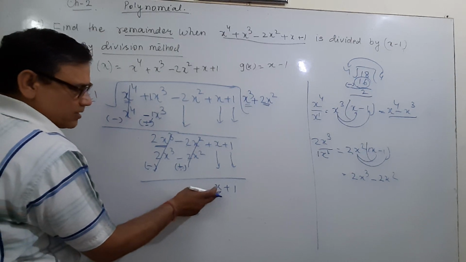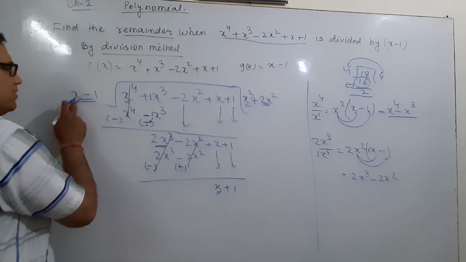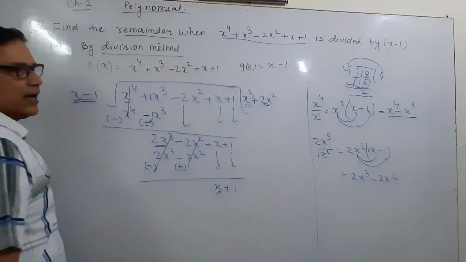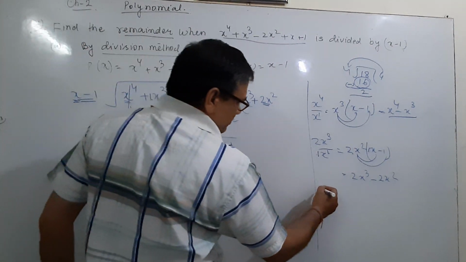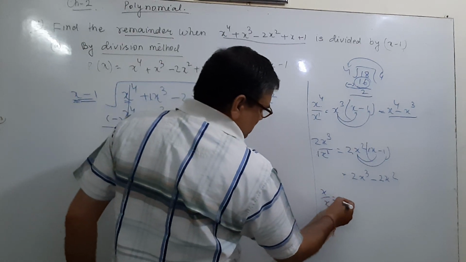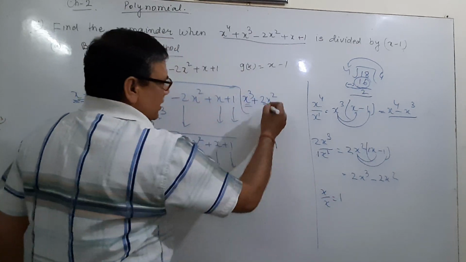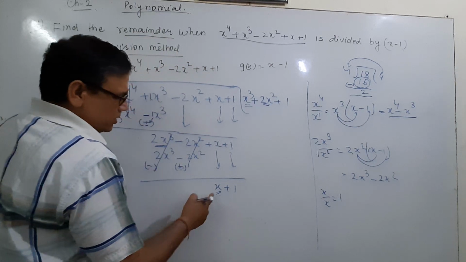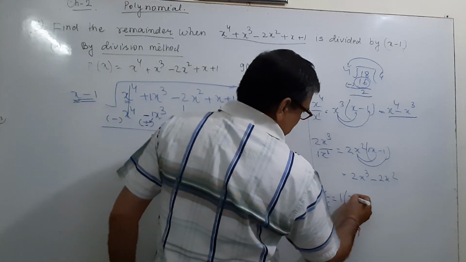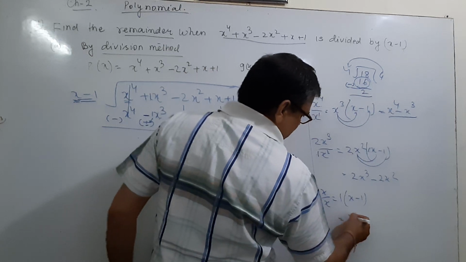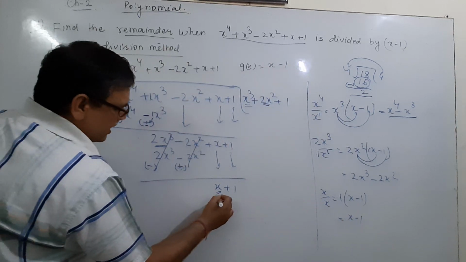remainder is always less than the degree of divisor. So it means it again acts as a dividend. So x is divided by x. X divided by x is equal to 1. Here we will write 1. And this 1 multiplied by x minus 1 is equal to x minus 1. Here we will write x minus 1.